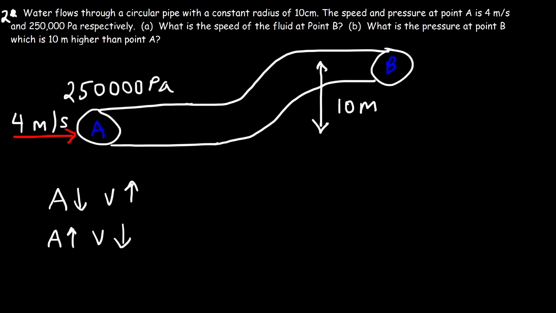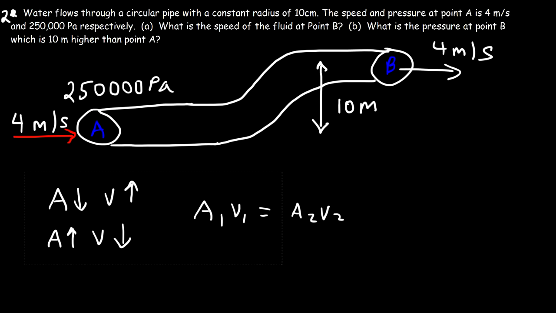However, the radius of the pipe doesn't change. So the area is constant, which means that the speed has to be constant based on this equation. So if A1 is equal to A2, V1 is equal to V2. So the speed is not changing. So the speed at point B is 4 meters per second. The only thing that's changing is the height.